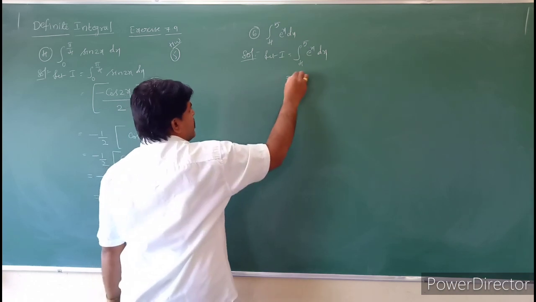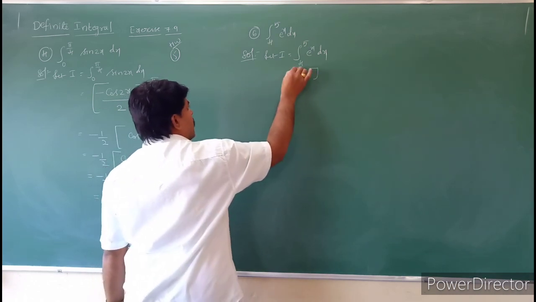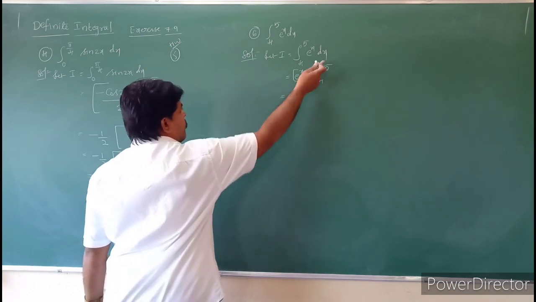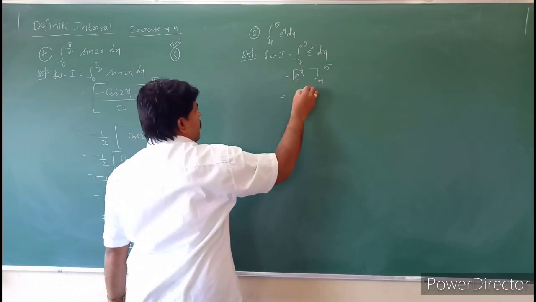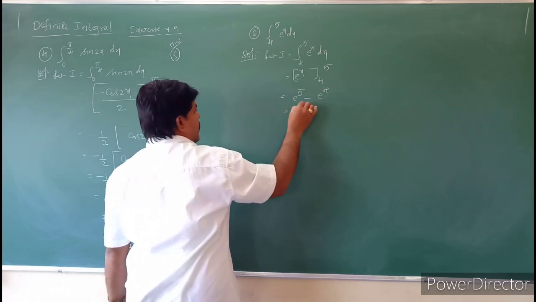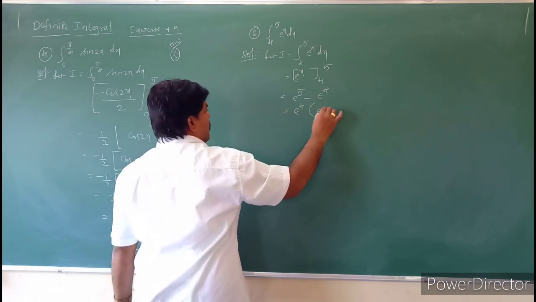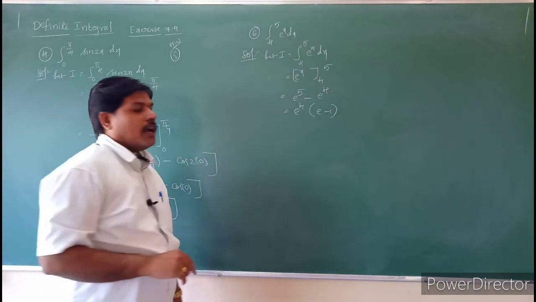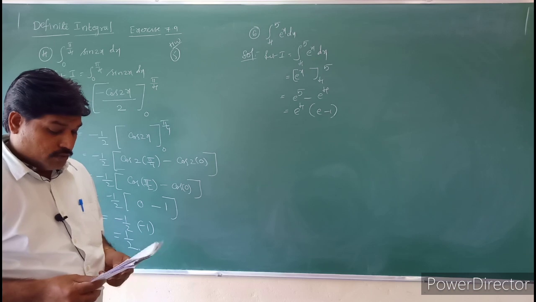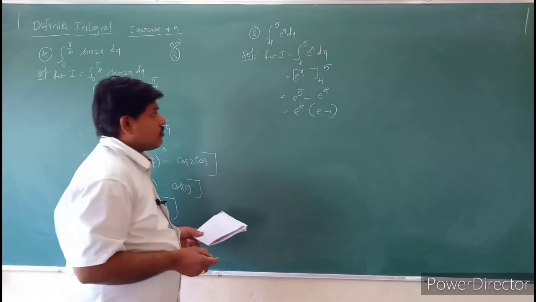E power x integration is e power x, but over the limits we have to take, that is 4 to 5. So first apply the upper limit, e power 5, minus apply the lower limit, e power 4. So if you take that e power 4 common, it will become e minus 1. So see the next question. See the question number 7.